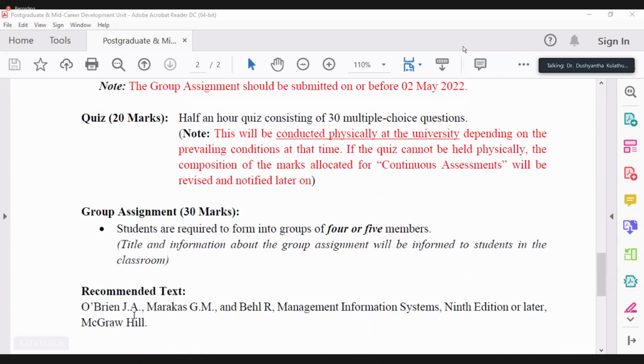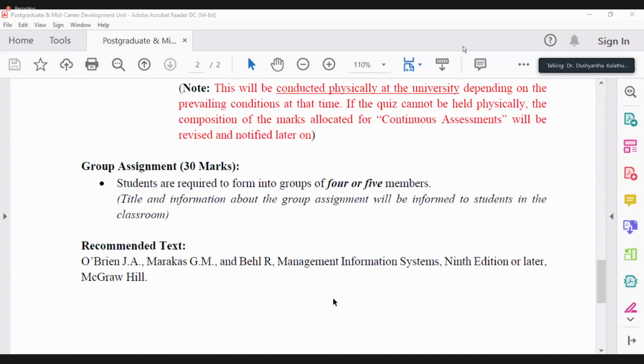So we are utilizing this particular book, written by these 3 authors, Management Information Systems. Here we are utilizing the 9th edition, but the 12th edition printed in 2018 is also available. I think this is the one which is available in our library right now.